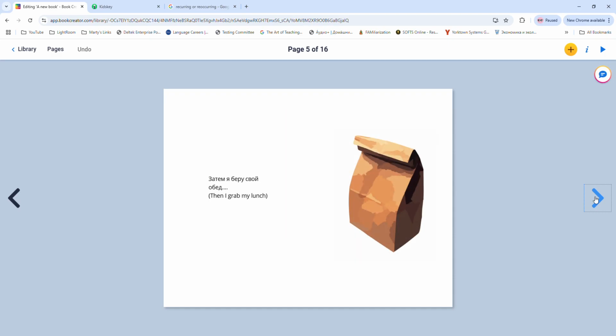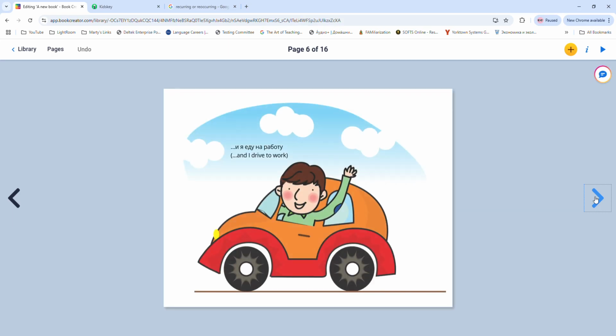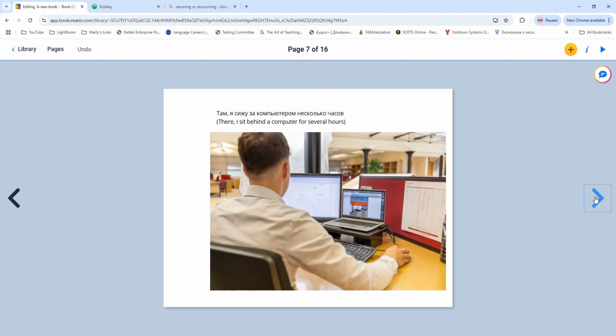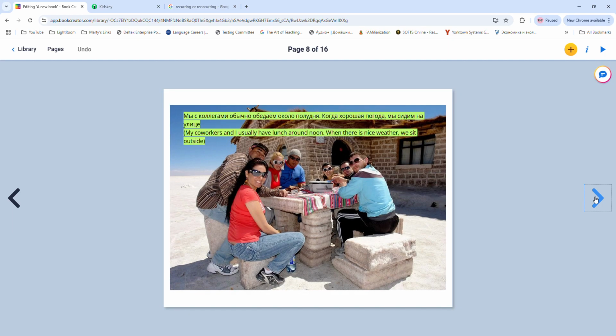Then I grab my lunch, беру свой обед, and I drive to work, я еду на работу, present tense. There I sit behind a computer for several hours, сижу за компьютером. My coworkers and I usually have lunch around noon. When there is nice weather, we sit outside. Обедаем около полудня, мы сидим на улице.